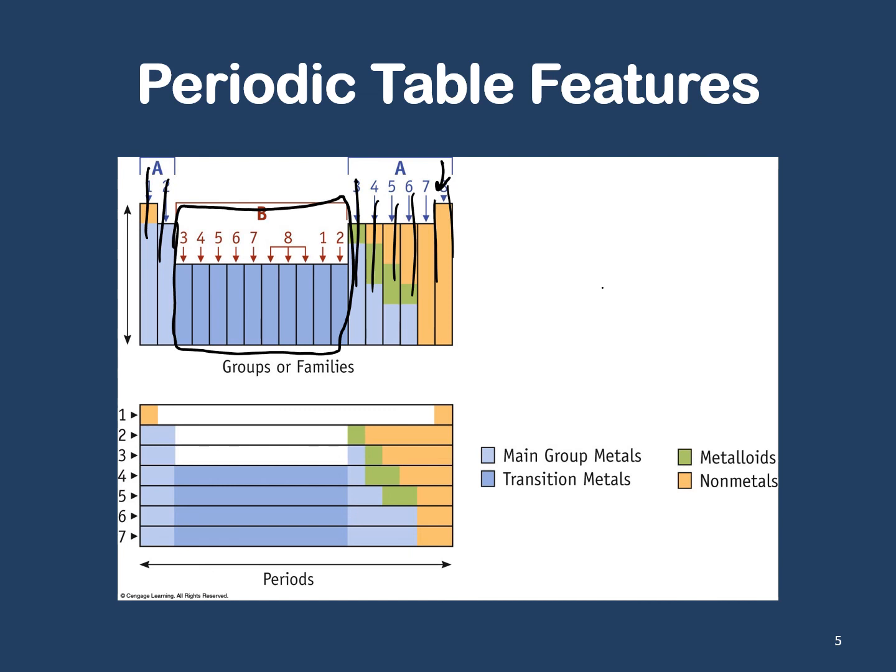I do not need you to know the column titles or numbering, but I do need you to know the period numbering. Rows on the periodic table are called periods, and we count top down up to 7. So the top row is row 1 or period 1, then 2, 3, 4, and so on.